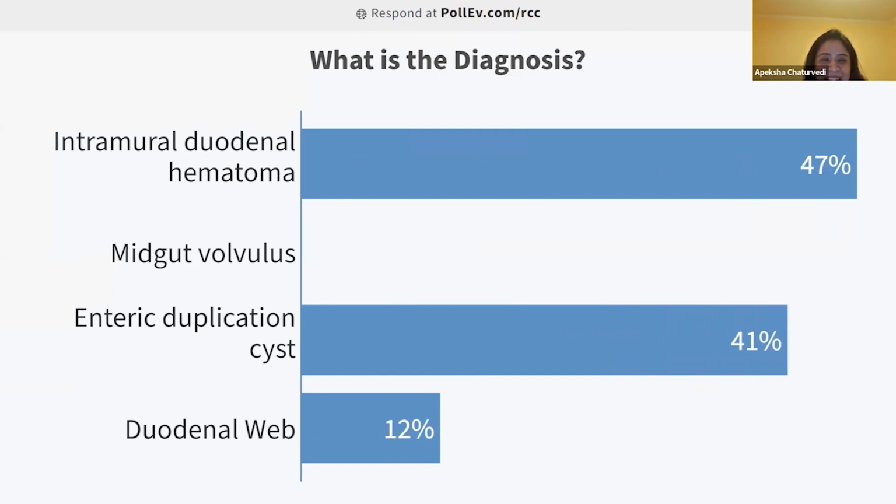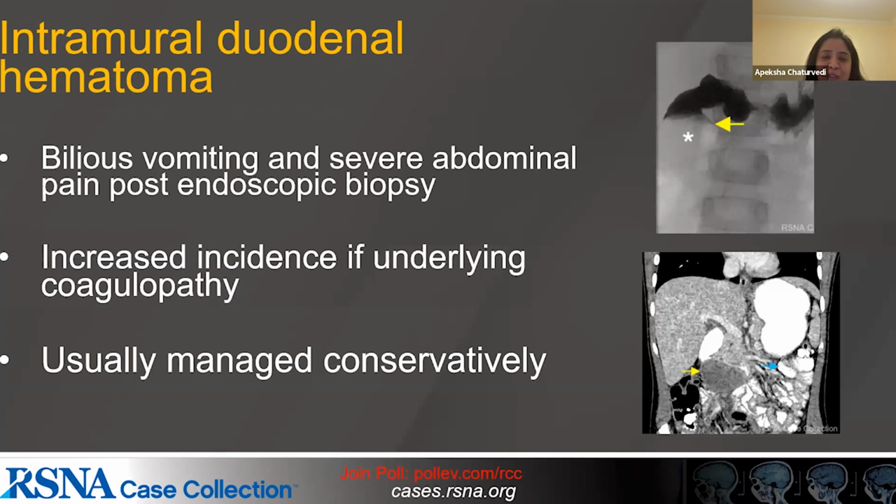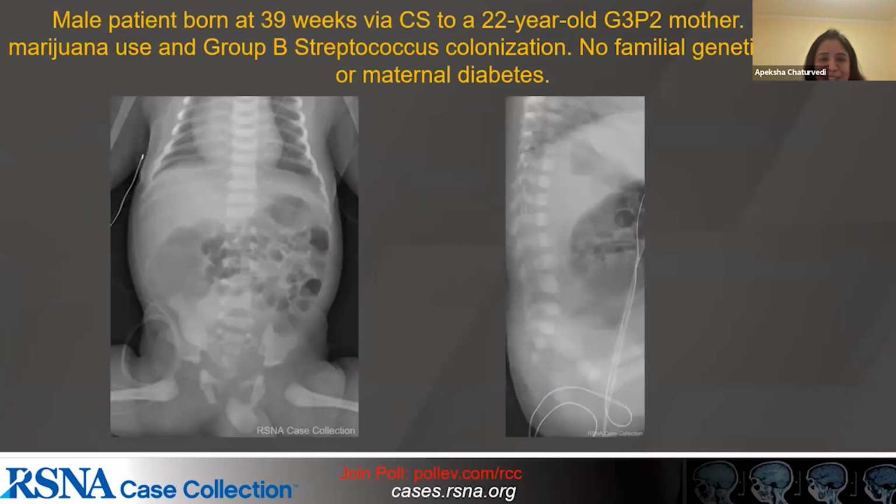Next slide, please. So this is an intramural duodenal hematoma, which is very nicely documented on all these images. Next slide, please. So this usually presents with bilious vomiting and severe abdominal pain post-endoscopic biopsy, and there is an increased incidence if underlying coagulopathy is there. And usually these are managed conservatively, unlike penetrating duodenal trauma, which needs to go to surgery expeditiously. Next slide, please. So moving on to case 2.